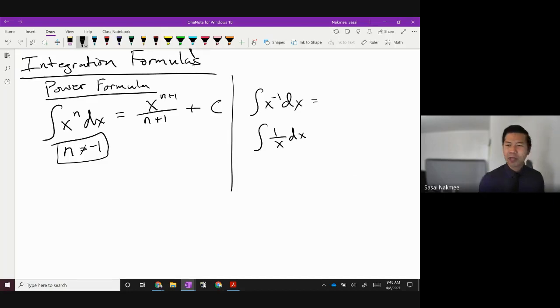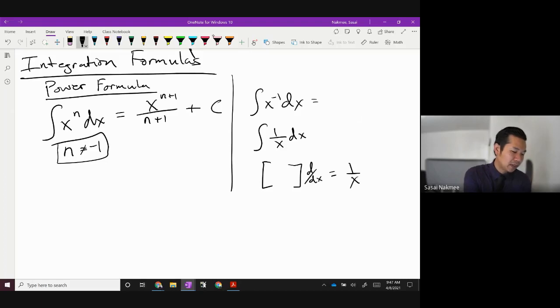Does anybody know what's the function that when we take a derivative of it will give me 1 over x? It's one of our basic derivatives that we do need to know, by the way. This actually does match up with something. The derivative of what with respect to x would give me 1 over x? There is a function that does this. It's one of the functions we should know. Anybody know? Anyone have any ideas? Any clues?